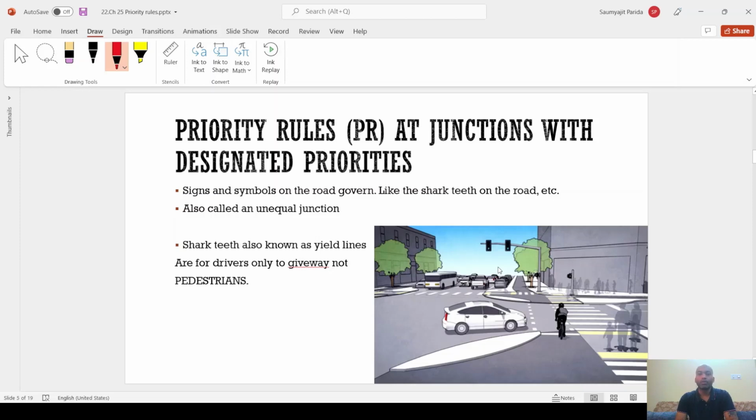Priority rules at junctions with designated priorities. Signs and symbols on the road govern, like shark teeth on the road. When there are shark teeth, the drivers have to be given priority, irrespective of coming from left or right. Shark teeth, also known as yield lines, are only for drivers to give way, not for pedestrians. This is the rule for designated priority.